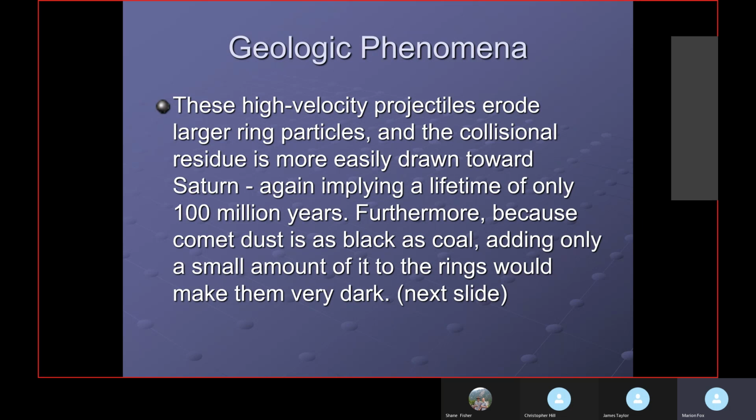Let's go back here now. These high velocity projectiles coming from the solar wind erode larger ring particles, and the collisional residue is more easily drawn towards Saturn, again implying a lifetime of only 100 million years. Furthermore, because comet dust is as black as coal, adding only a small amount of it to the rings would make them very dark. So again, comet dust should have made them black and dark, and so they wouldn't be reflecting.